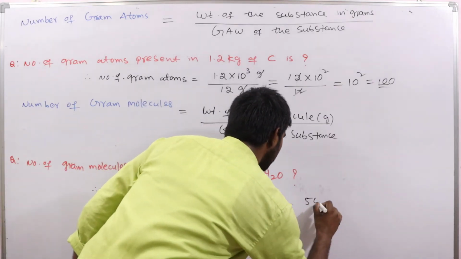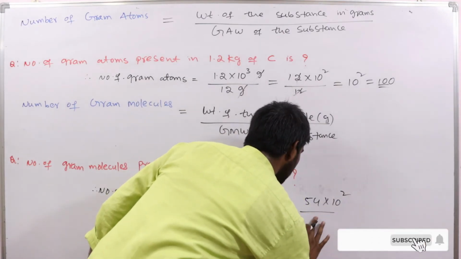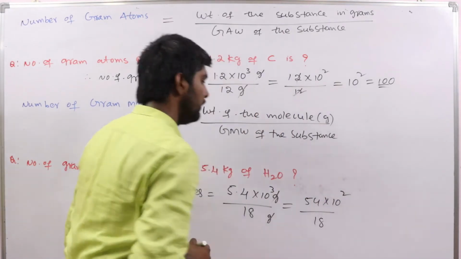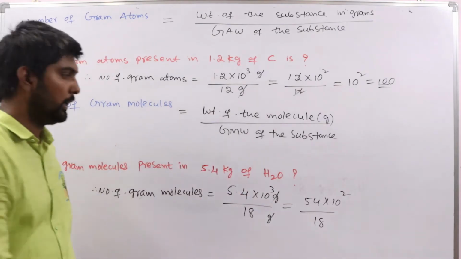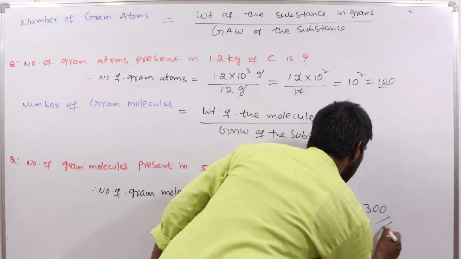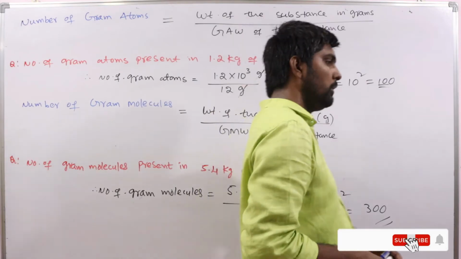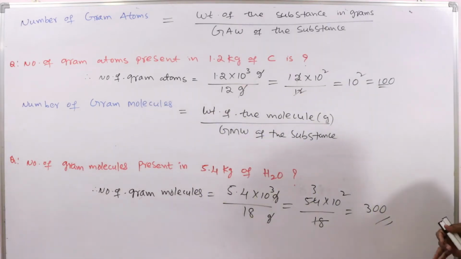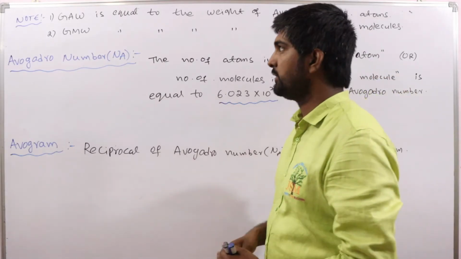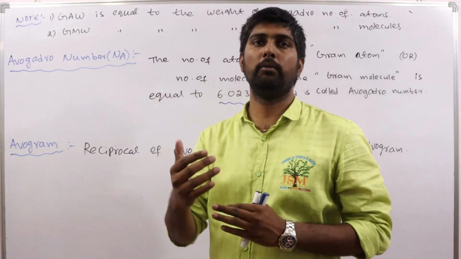We can write 54 into 10 power 2 by 18. So here it is 3 times. So here we get 300 gram molecules of water present in the 5.4 kilogram water sample. Clear. Now let us discuss two important points: what is Avogadro number and Avogram.